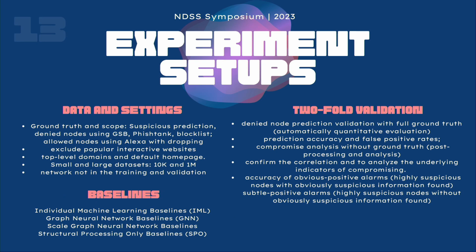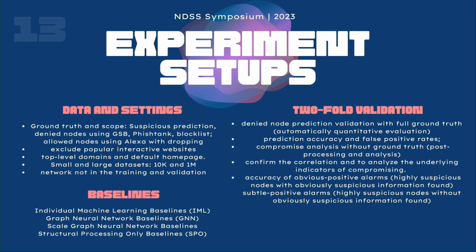So we perform 2 kinds of validations. The first validation is for the compromised target node classification. So we collect about 50,000 allowed and 50,000 denied nodes as ground truth, and report the accuracy of the prediction and the false positive rate. So this tries to confirm the learning capability of our graph learning scheme, and also its scalability.